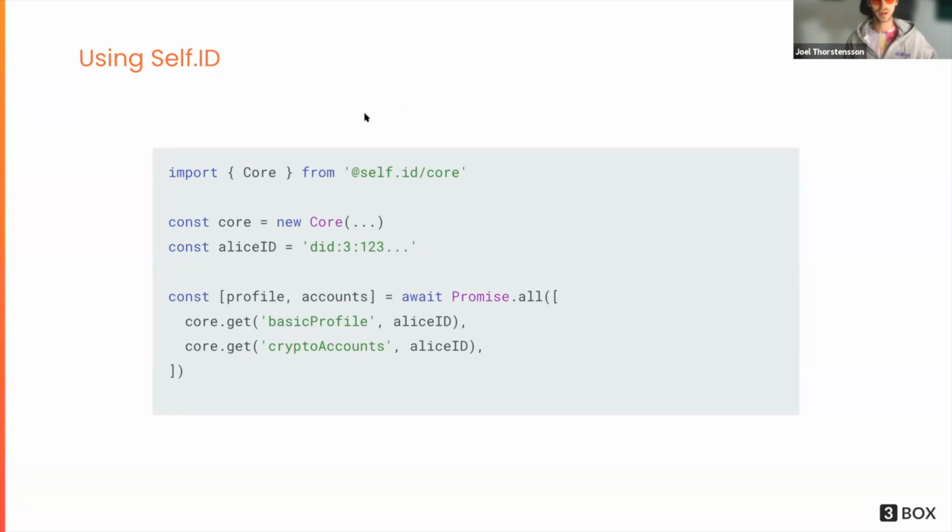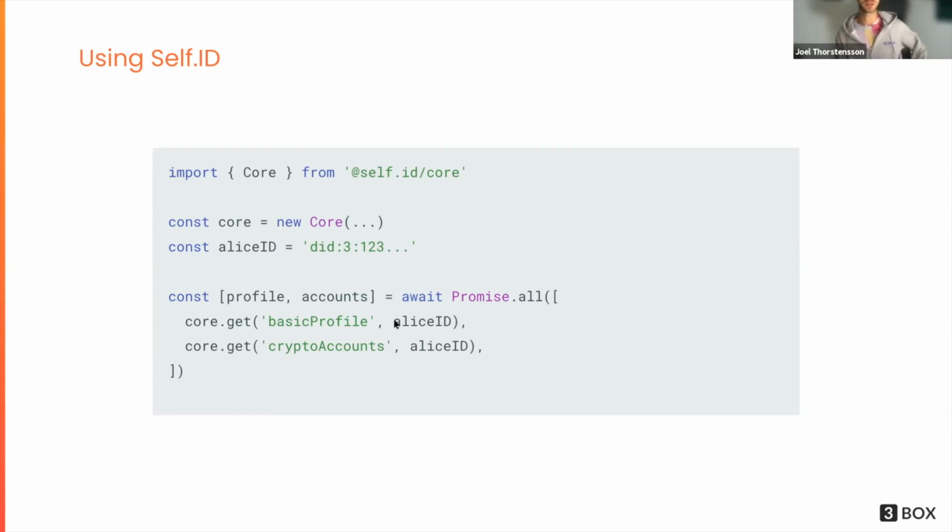So here we have an example of how to retrieve some data from the network. We import from the Self.id library this core component, and create an instance of this. The details are not included here, but you can look that up in the documentation on how to instantiate it. You basically need to configure it with a Ceramic instance, which should be pretty straightforward. And then we have an alias here that has an ID. You can see this is a 3ID.